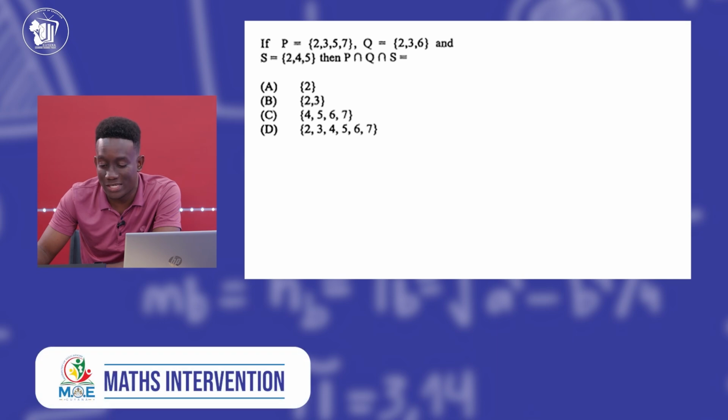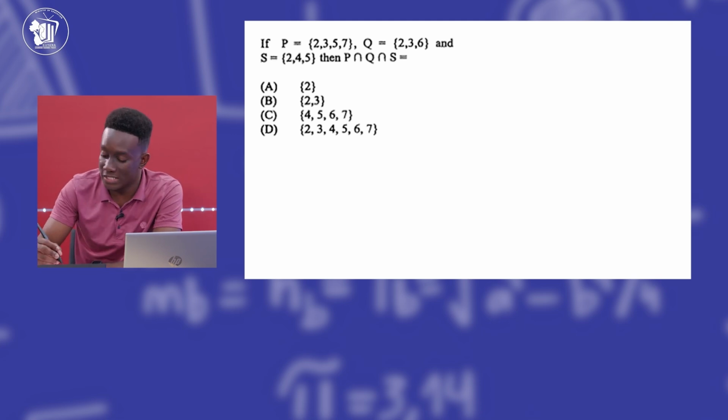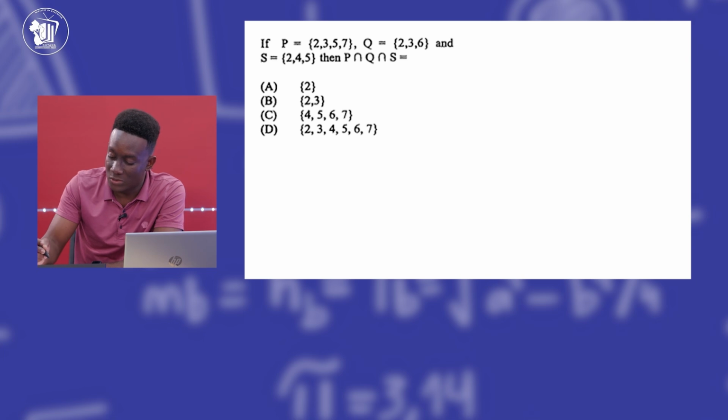So the next one says, if set P is equal to 2, 3, 5, 7, and set Q is equal to 2, 3, 6, and S is equal to 2, 4, 5, then P intersect Q intersect S would be. So we see intersection means the thing that is in common for all of these sets. So let's see what is in common for all.